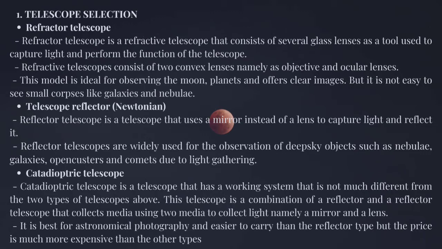Okay, after that we can see the catadioptric telescope. This telescope has a working system that is not much different from the two types of telescopes above. This telescope is a combination of a reflector and refractor telescope that uses two media to collect light, namely a mirror and a lens. It is the best for astronomical photography and easier to carry than the reflector type, but the price is much more expensive than the other types.